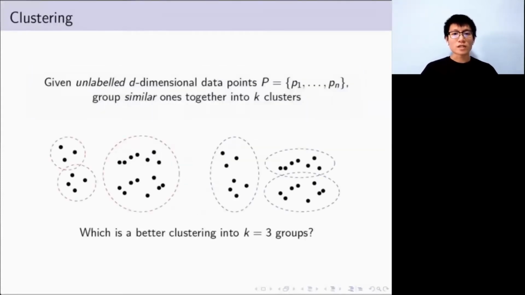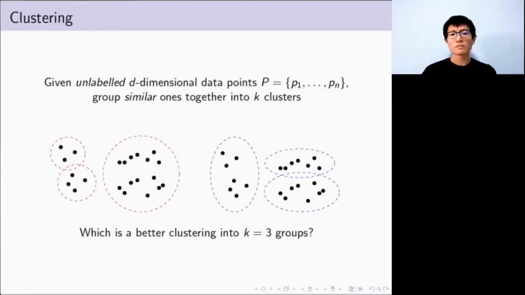Consider the task where one is given unlabeled data and wishes to group similar ones together to hopefully detect some patterns. Clustering is often used as a first-cut data analysis tool and is often required when there is a lot of data, but only few or even none of them are labeled. Consider the example of the points below, and we wish to cluster them into three groups. A priori, it's not clear whether the blue clustering or the red clustering is better.